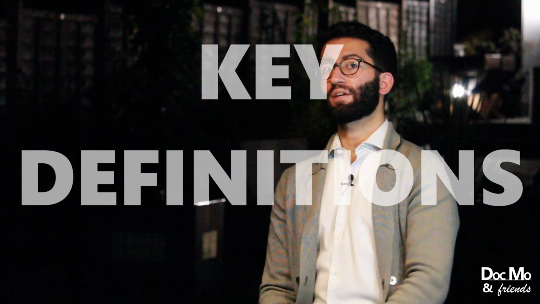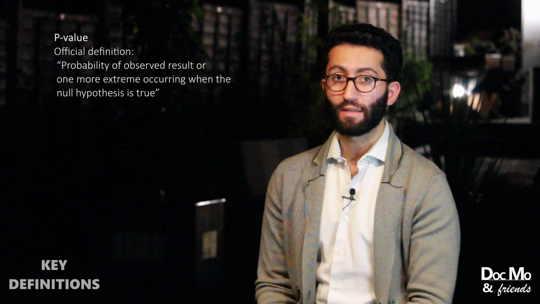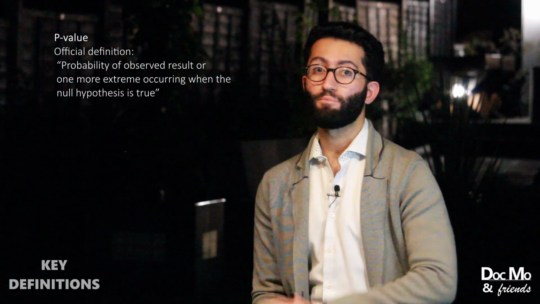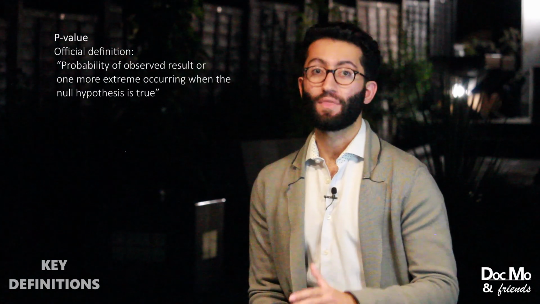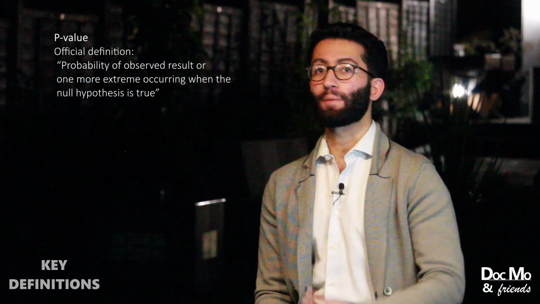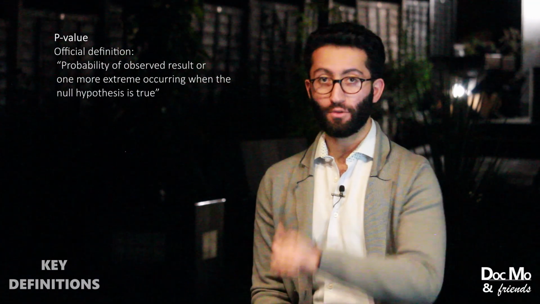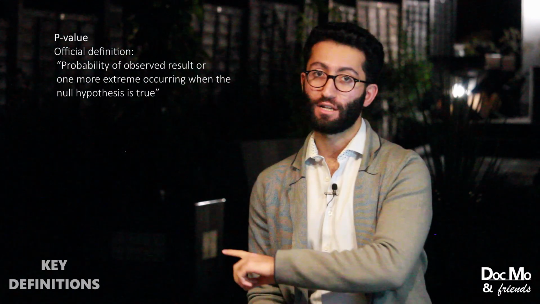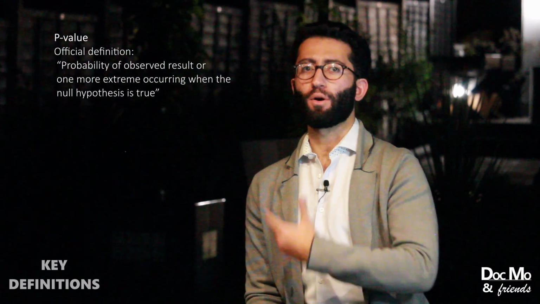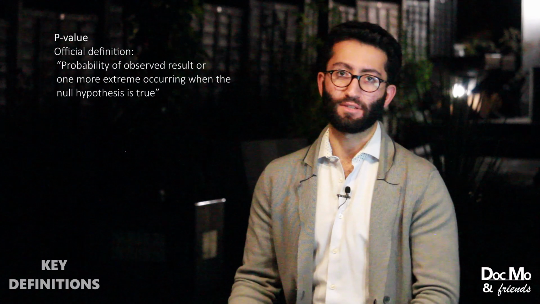Okay, so the first definition that we're going to cover is the p-value. Now the p-value is the probability of the observed result or one more extreme occurring when the null hypothesis is true. Okay, but what does this actually mean? So we're going to talk about what the null hypothesis means, because that's a definition in itself, and then we'll talk about what that p-value actually means in layman's terms.